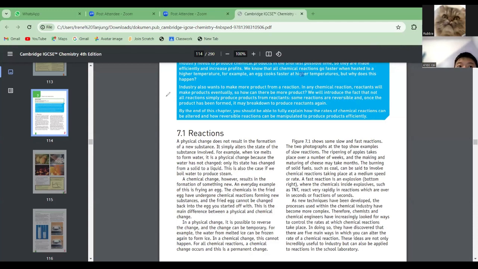Okay, so first you have chapter 7, which is about chemical reactions. A physical change does not result in the formation of a new substance. It simply alters the state of the substance involved. For example, when ice melts to form water, it is a physical change, because the water has not changed its chemical formula. Okay, very nice.